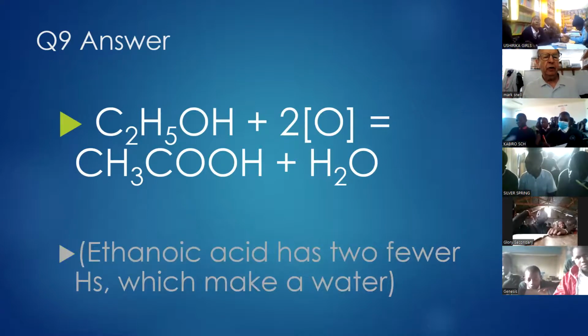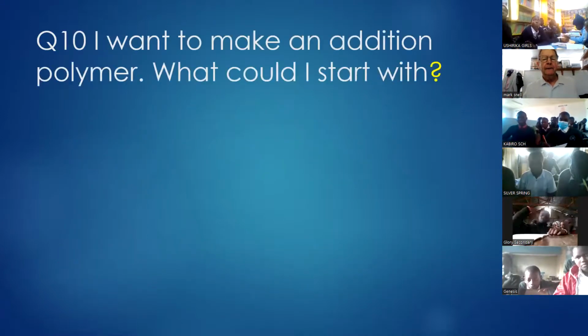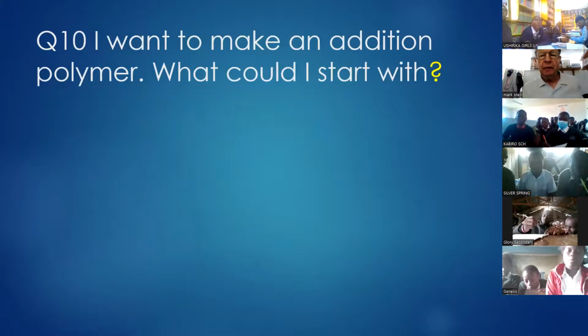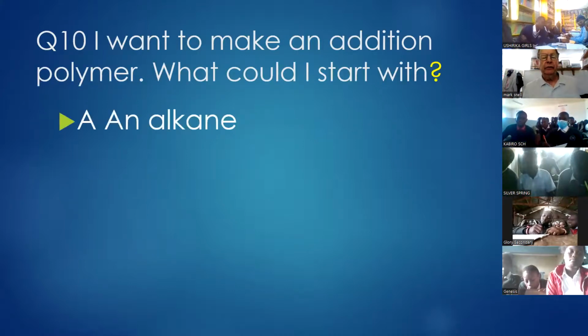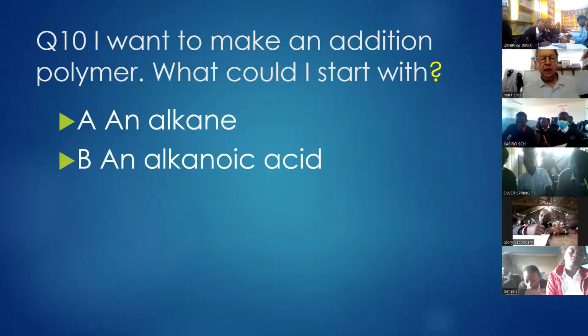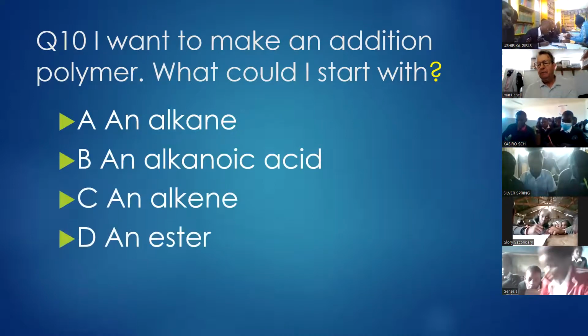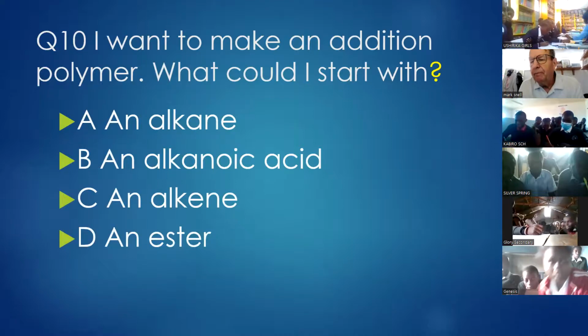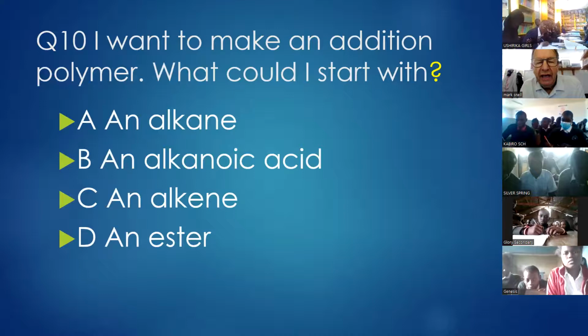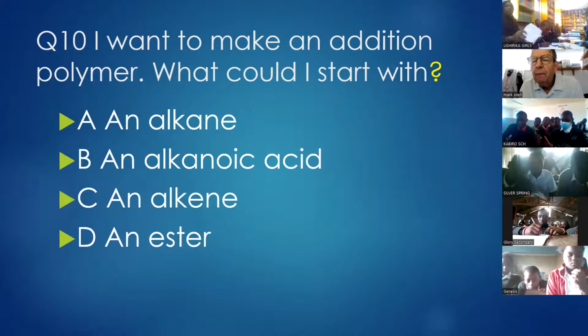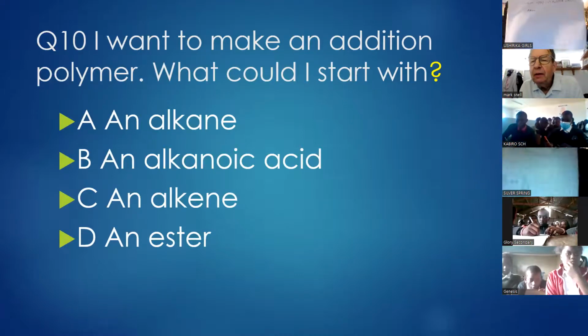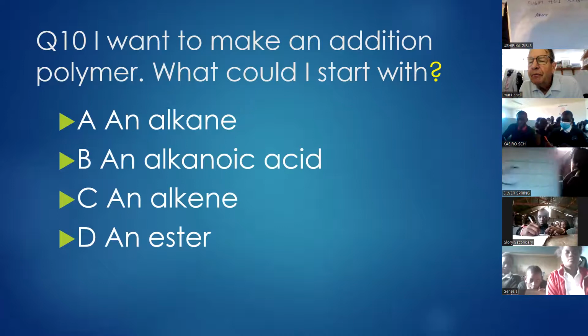Very last few questions. So here's question 10. I want to make an addition polymer. What should I start with? An alkane, an alkanoic acid, an alkene, or an ester? I want to make a polymer, an addition polymer. What do I start with? A, B, C, or D?